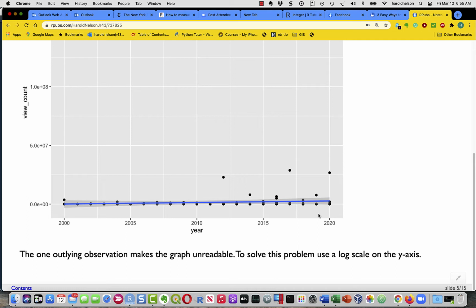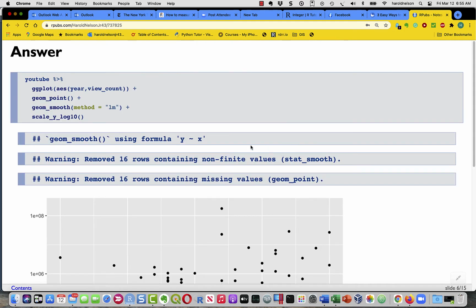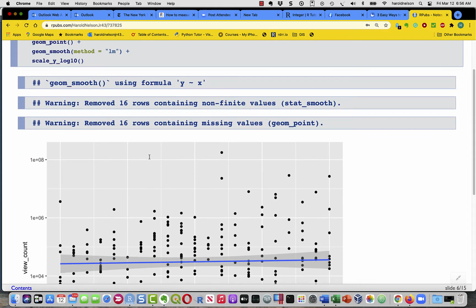Okay, you're back. So I assume you figured out how to do this and you fiddled around and you've done it. Let's see the way it's done. All you do is take the same code that you had before and then add scale_y_log10. Now let's look at it.